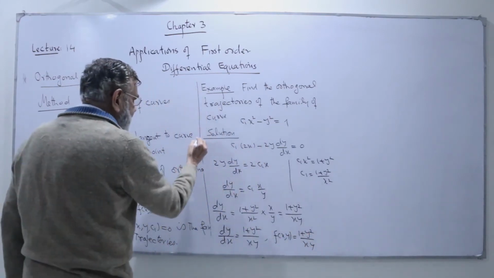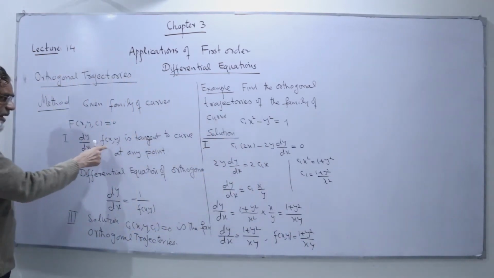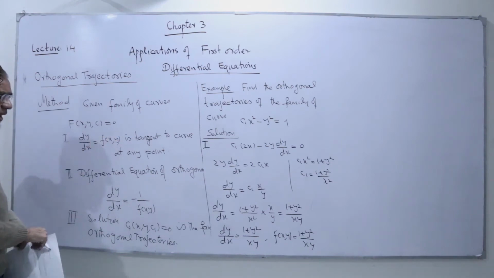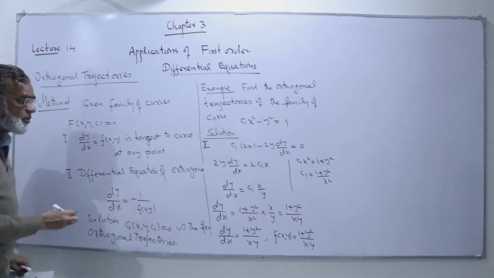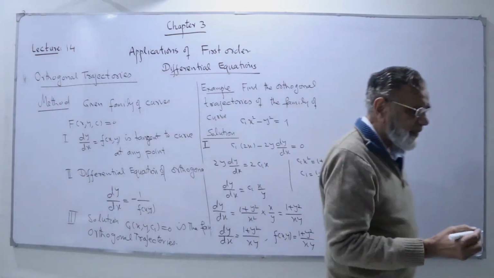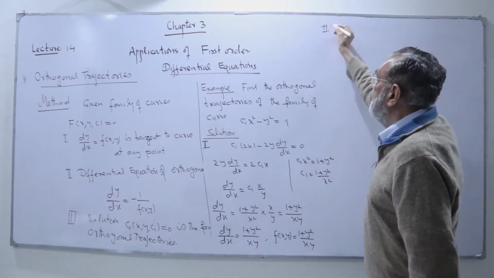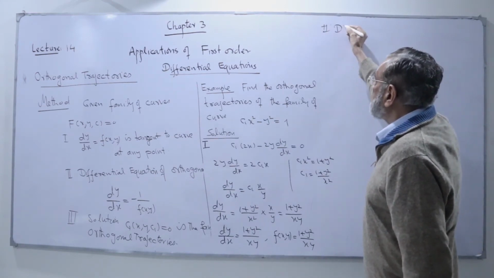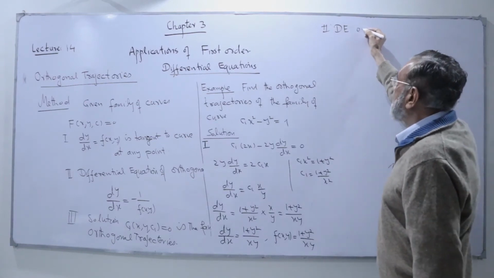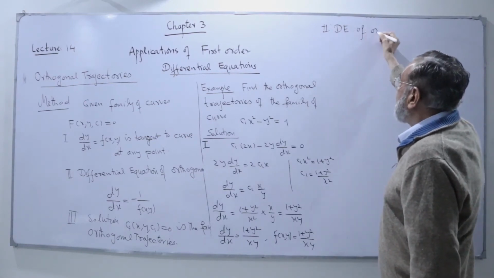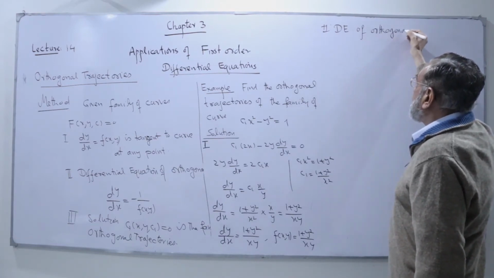This here is my step 1. I find dy by dx, which gives the tangent to the curve at any point, and we identify the function f(x, y). Now we write number 2: the differential equation for the orthogonal trajectory.